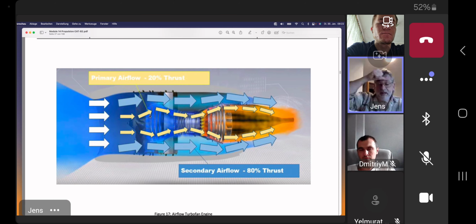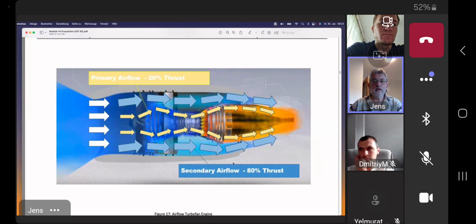Now, with the very high bypass engines, we have 2 thrust sources. The pure jet engine had just 1 source of thrust because it had 1 stream. Now we have 2. And the higher the bypass ratio, the more thrust will be provided by the cold stream.